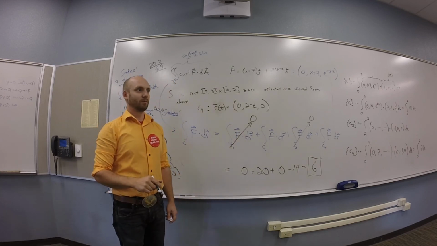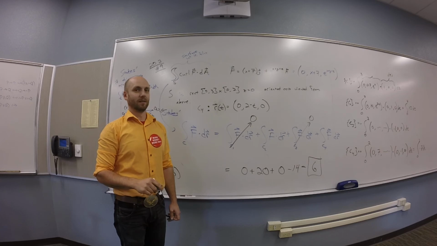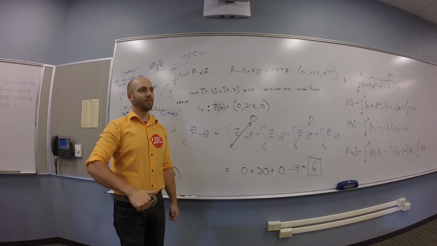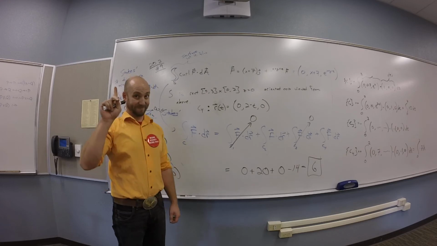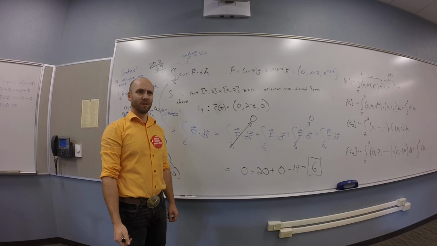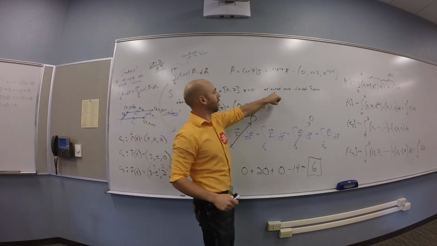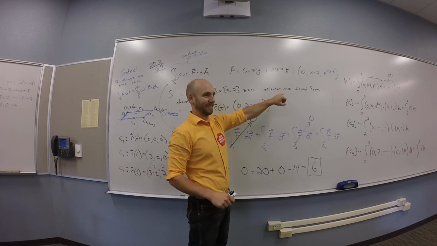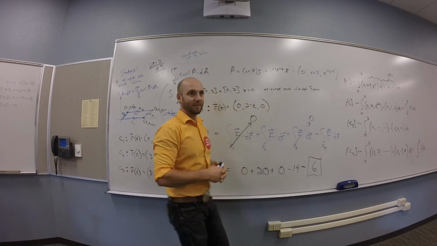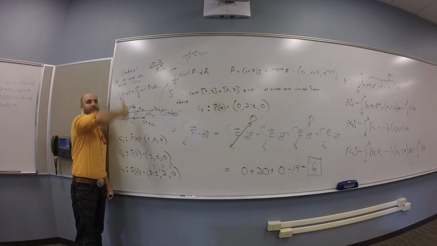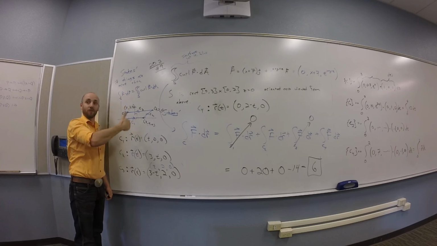Cool. Which tells us what? There's a positive flux up. Because I needed the orientations to agree, right? You guys see that? And so counterclockwise around the boundary is up on my surface. So the flux of the curl through this surface is 6.